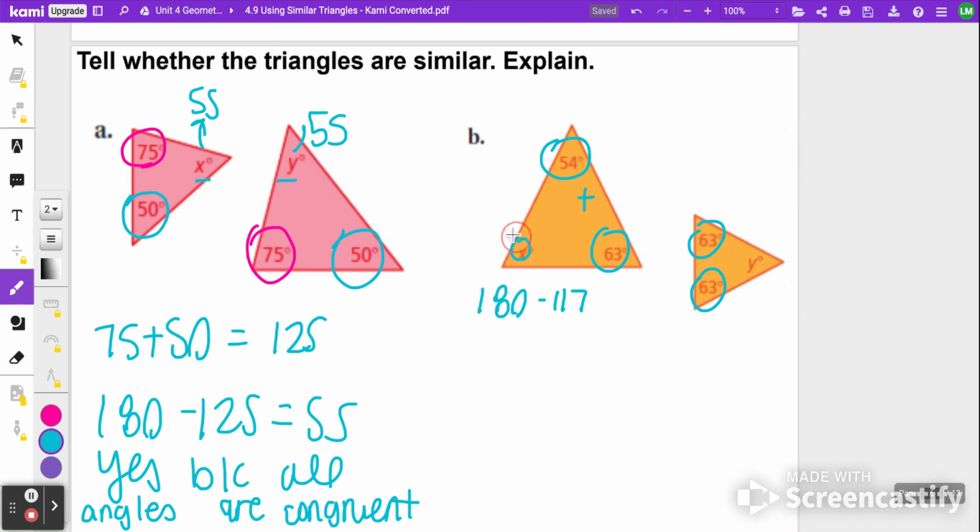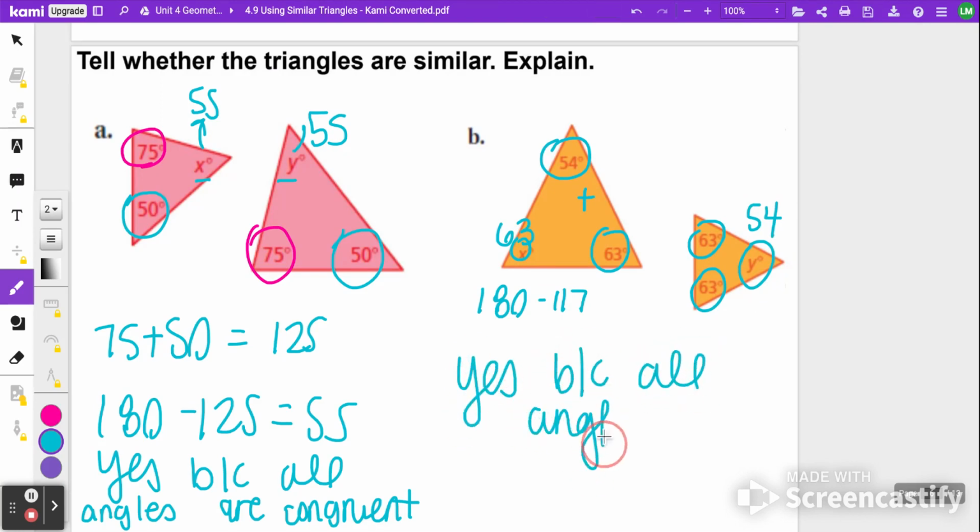So this angle right here is also 63, which means over here, if the two 63s match, then this third angle should also match, which means this should be 54. So we're going to say yes, because all angles are congruent.